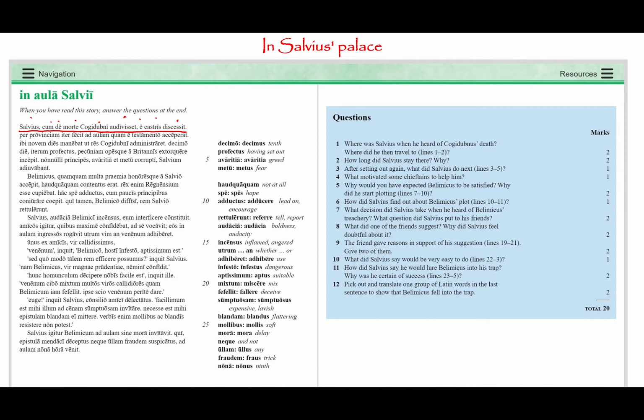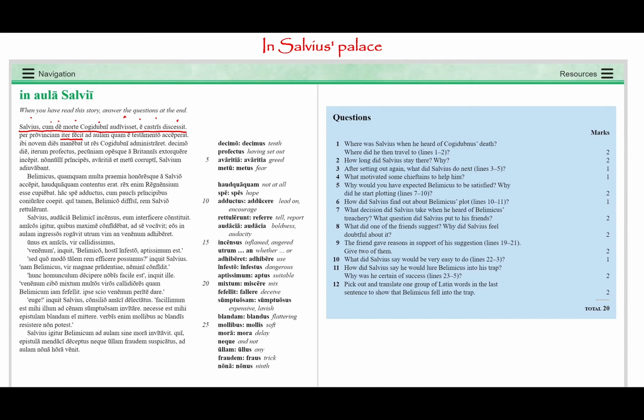Where did he then travel to? Lines 1 and 2. Basically, again, a good tactic here is to try and look for the vocabulary of travel, if nothing else. And the set phrase we find here is iter fecit. He made a journey, which of course informs you of the impending answer, which is ad aulam, to the palace. So that's number 1.